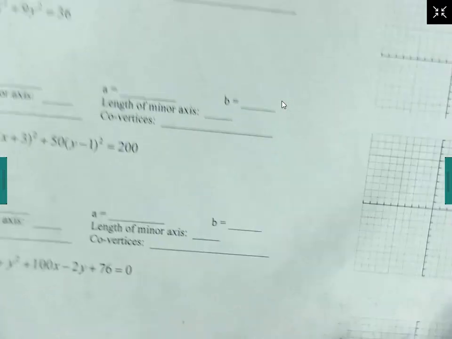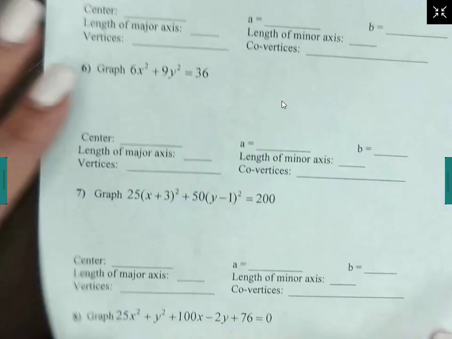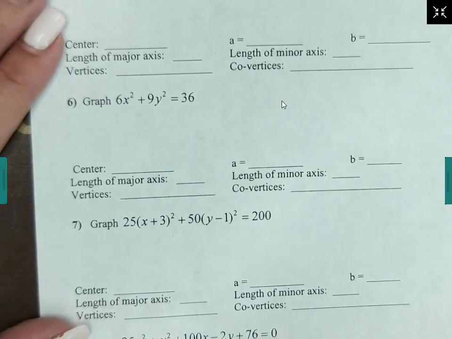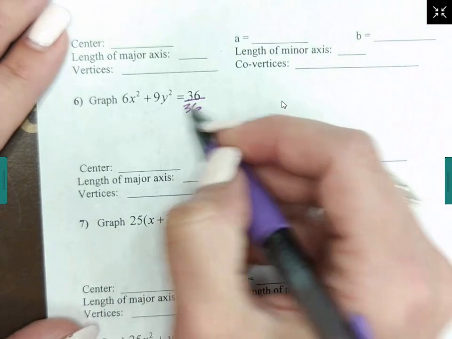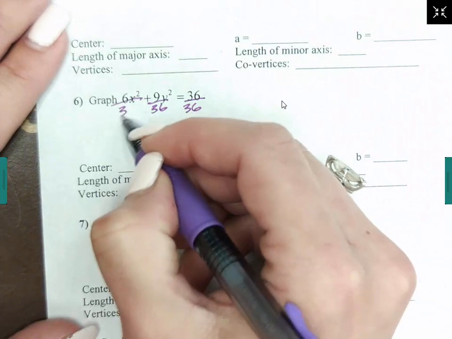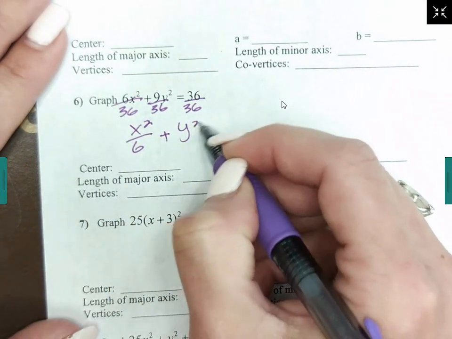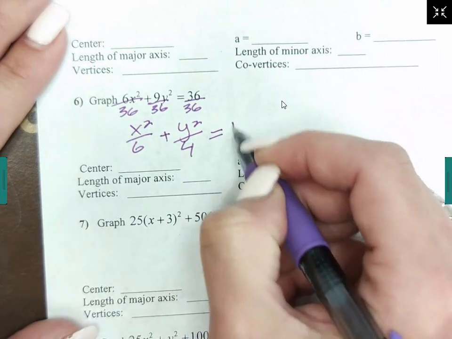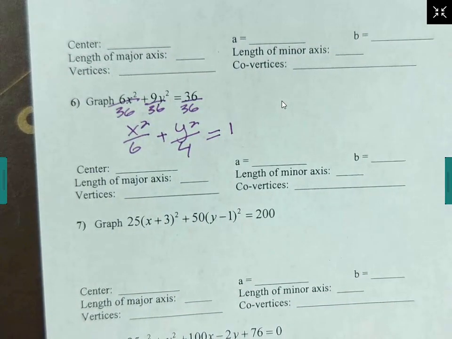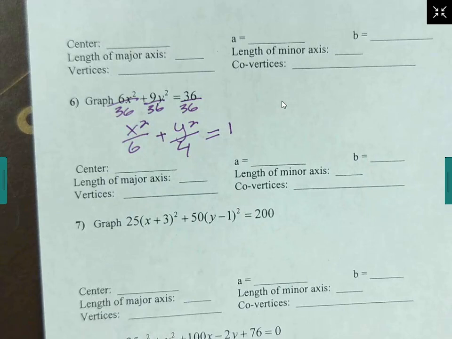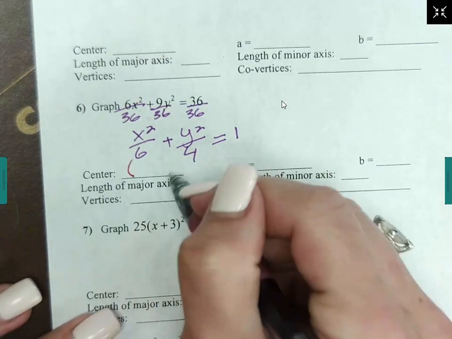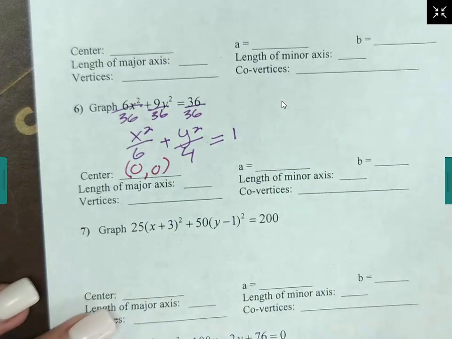So on number 6, we just want to divide everything by 36. And that gives us x squared over 6 plus y squared over 4 is equal to 1, correct? Are there any questions so far? What is the center here? (0, 0). Okay, what is a? 3.